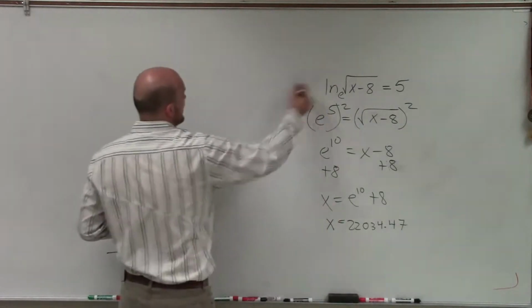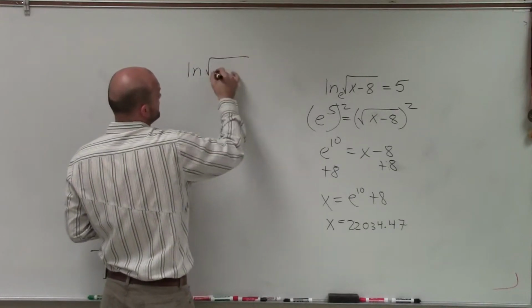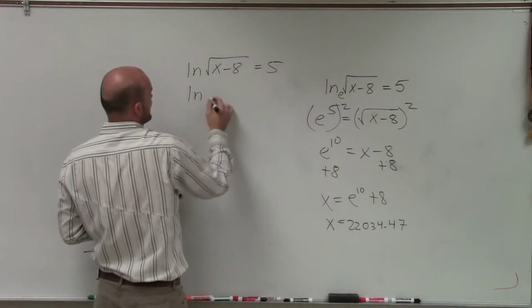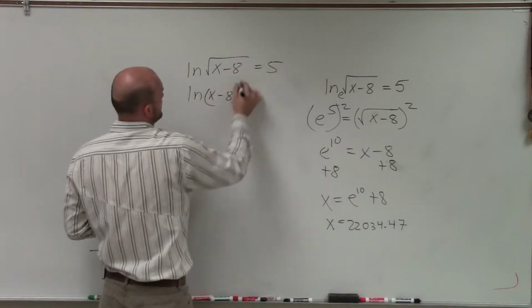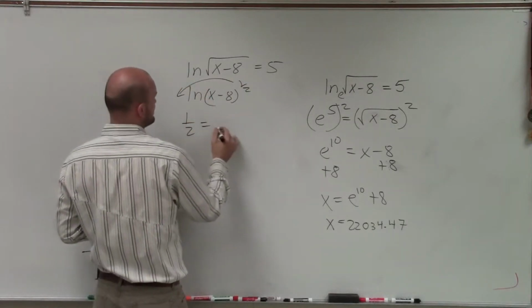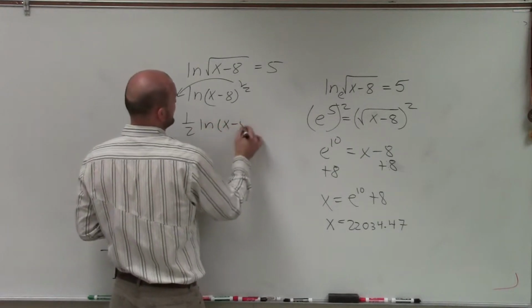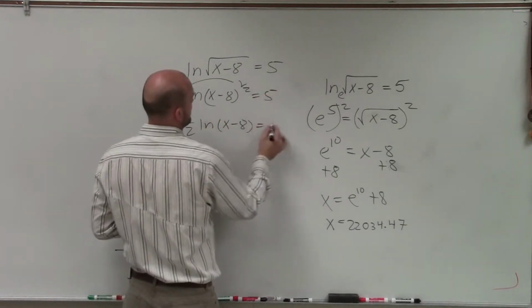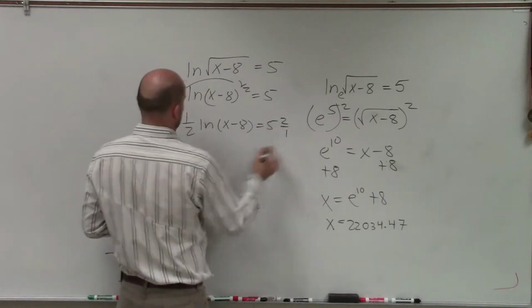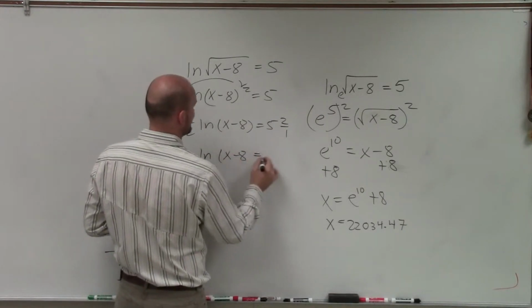you could also use your properties of logarithms. Ln of the square root of x minus 8 equals 5. You could rewrite that as ln of x minus 8 to the 1/2 power. Then you can bring that in the front, so it'd be 1/2 times the ln of x minus 8 equals 5. Multiply by 2. So then you'd have ln of x minus 8 equals 10.